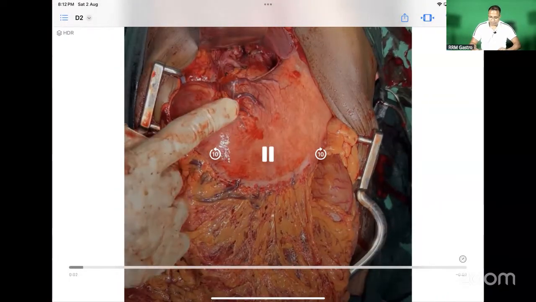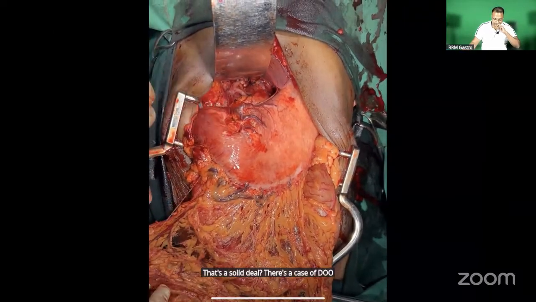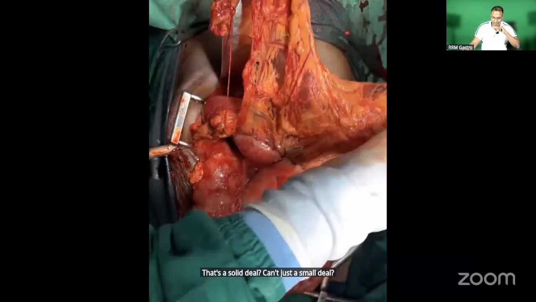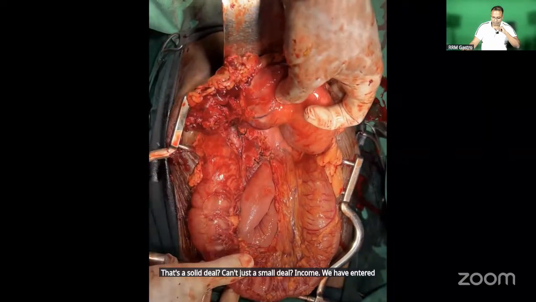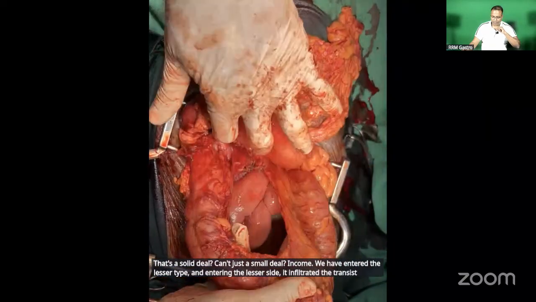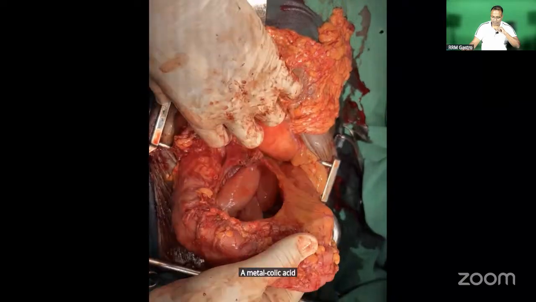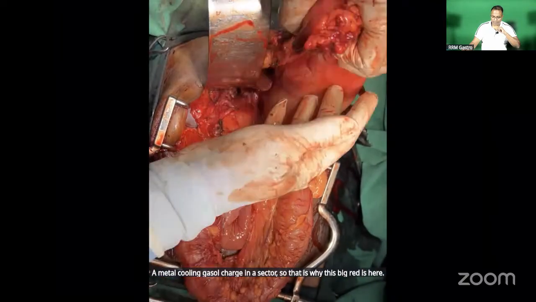Cancer stomach here. This is a case of GOO. We have entered the lesser sac. When entering the lesser sac, it infiltrated the transverse mesocolic vessel, so the mesocolic vessel is also resected. That is why this big red is here. And we have lifted it.